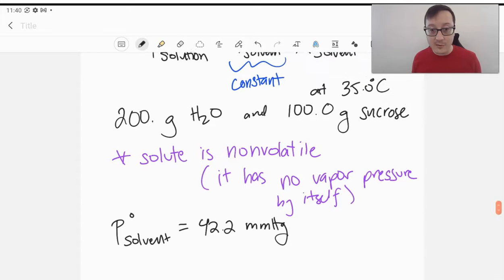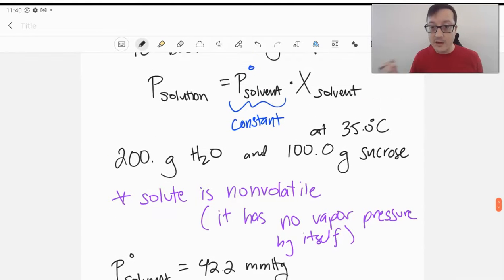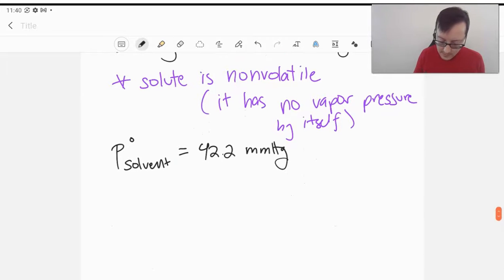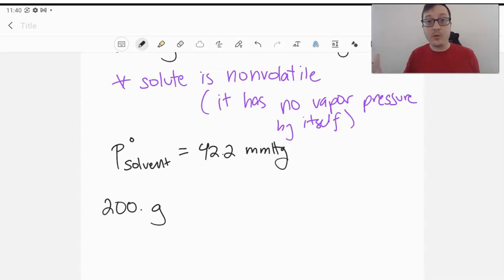So we've got that. We've looked that up on the table. We now have to figure out our mole fraction of the solvent. Remember that mole fraction is the proportion, essentially the mass percent, except using moles instead. So it's the moles of whatever we're looking at over the total moles. So if we're looking at the mole fraction of the solvent, we're looking at how many moles of solvent in how many moles of solution.